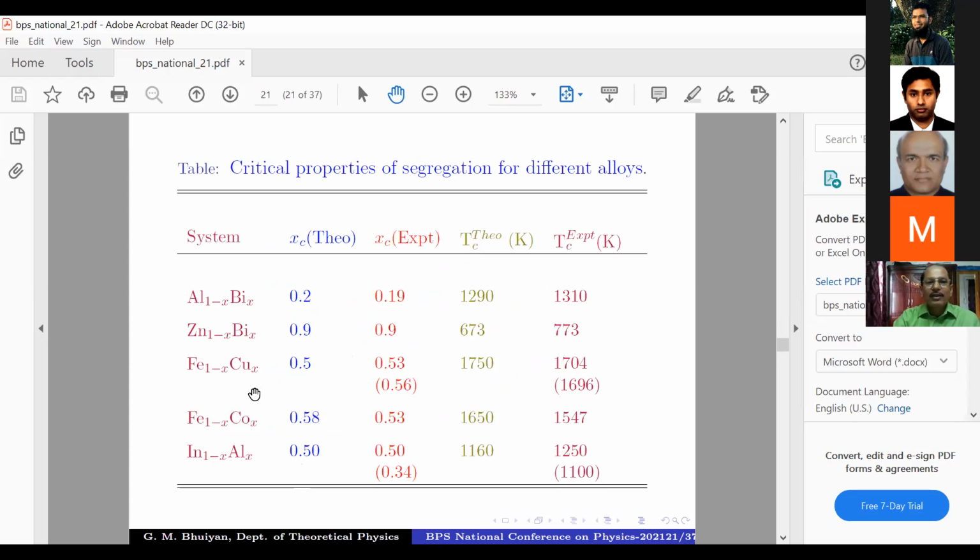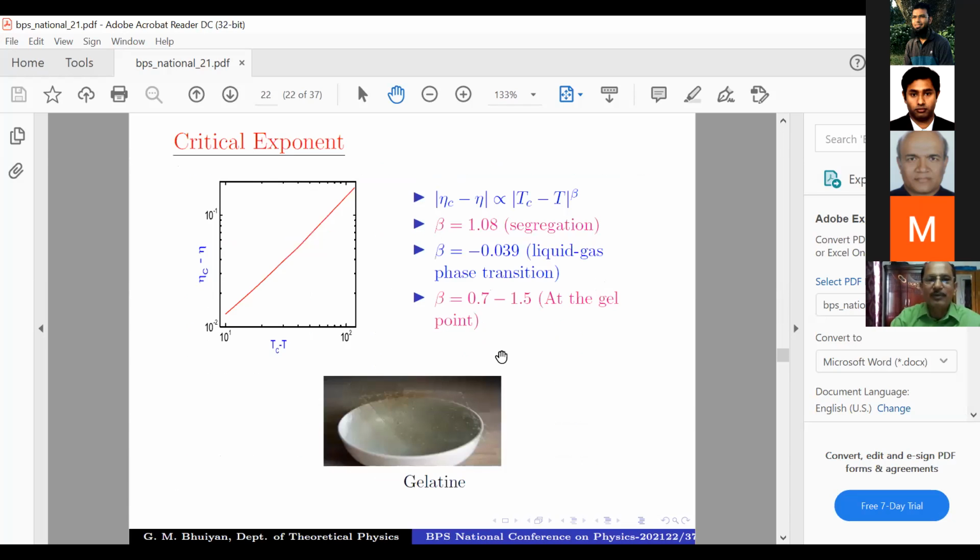Now, if you look at a glance, you see the critical properties we have studied so far for different alloys. You can see these are the critical concentrations we have. Sorry, sir, your time is over. These are the experimental values. These are the critical concentration, critical temperature, and these are the corresponding experimental values.